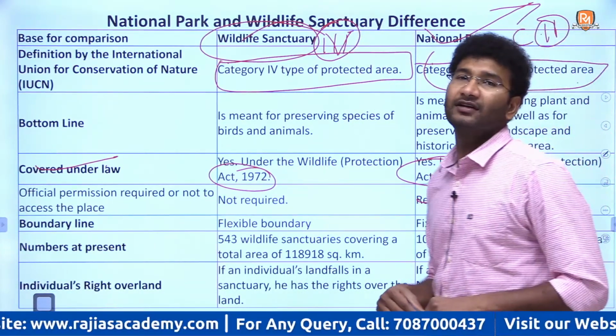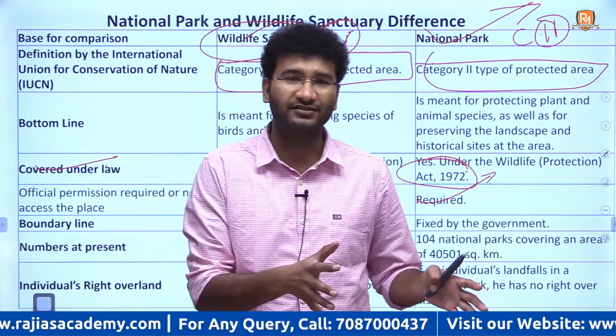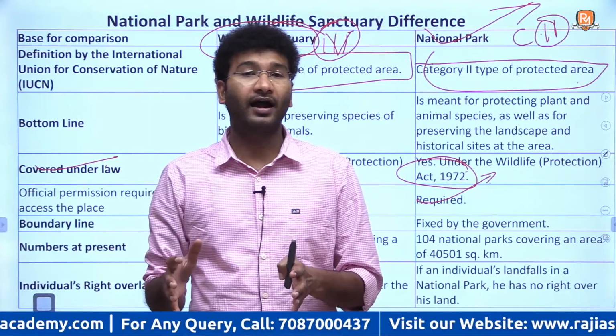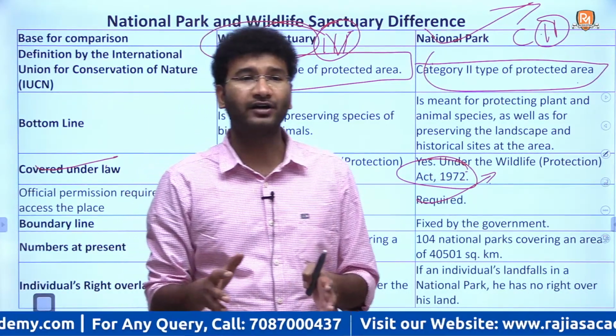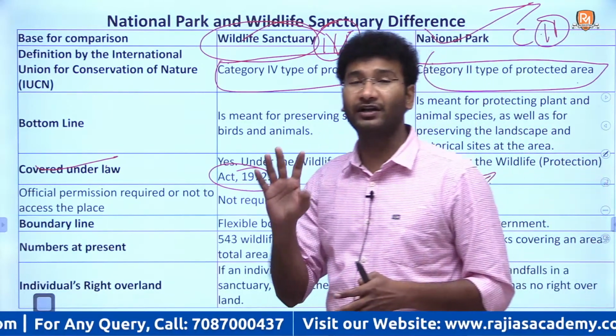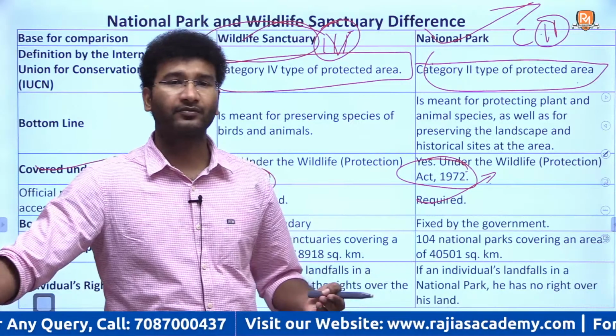Now, boundary lines are not clearly defined and they are flexible in the wildlife sanctuary, but boundary lines are strictly marked in the national park, and these boundary lines are very, very important for the national park. And numbers: at present, there are more than 540 wildlife sanctuaries in India, and the number keeps on growing, right?